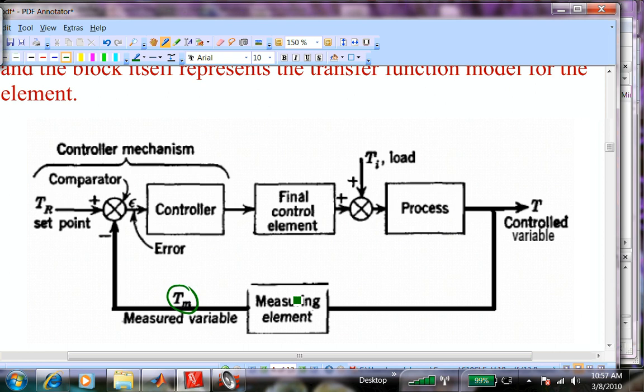We have seen so far simple dynamics. Now we are coupling it. We are closing the feedback so it becomes a coupled system, always an interacting system. So what is the input to the measuring element? The outlet temperature, T, because that's where we are sampling it. Now why would T be different from Tm? Or under what conditions would T and Tm be the same?